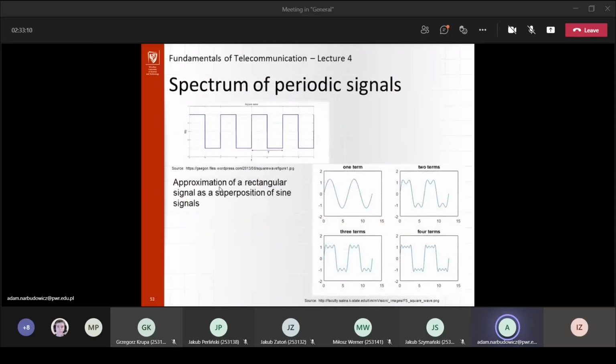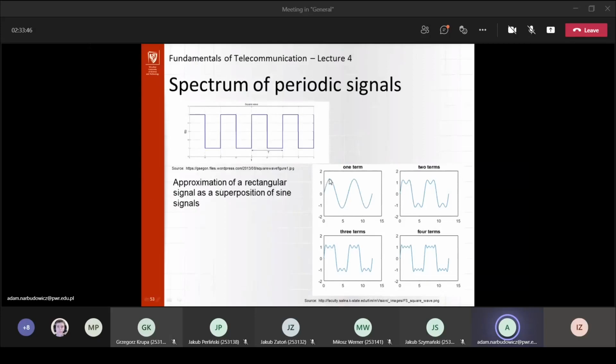And here's actually the part that is why I'm bothering with this. Okay, so now we are moving to the spectrum of periodic signals. However, we are concerned with periodic signals different than sine functions. So we have this idealized rectangular function, and we try to approximate it by a superposition of different sine functions, which is exactly what the Fourier transform is doing.